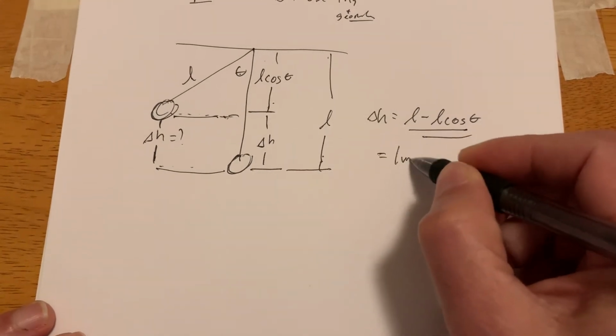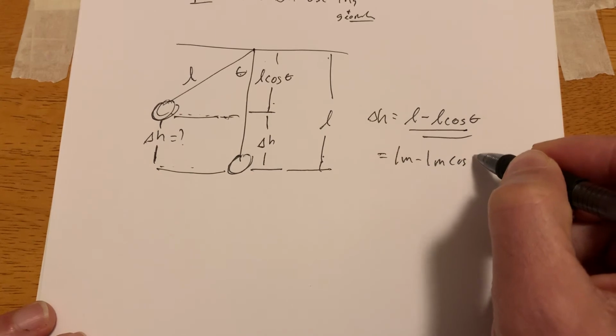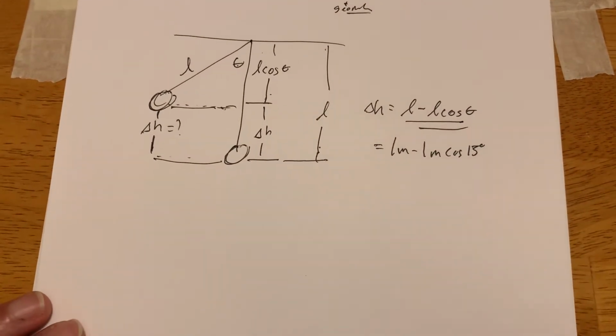And I think this was 1 meter minus 1 meter cosine 15 degrees. I think that's what it was. I don't have the stuff in front of me. I just read a couple of those emails.